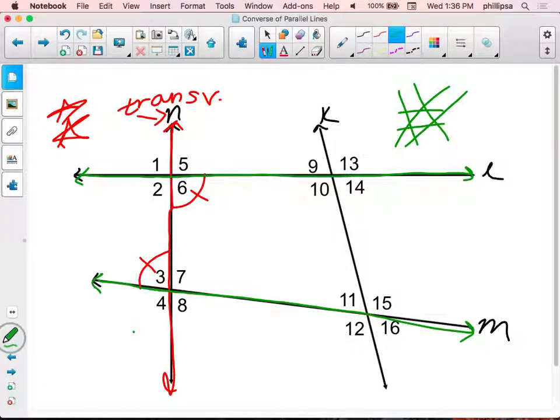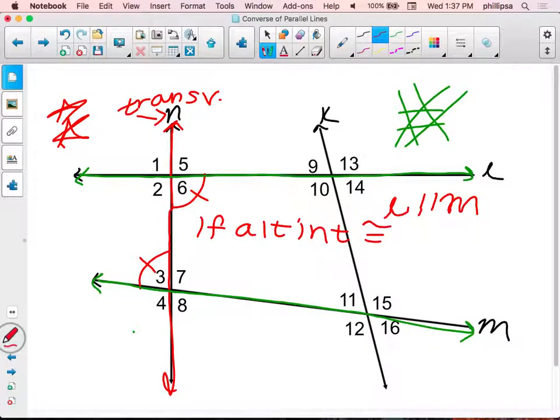Now take a look at the angle pair. What angle pair is it? They're alternate interiors. What relationship are you looking for with parallel lines and alternate interior angles? Congruent. Are they congruent? They are. So are your lines parallel? Yes. So we're going to say that L is parallel to M. Those are your parallels. And your reason is because if alternate interior angles are congruent, then L has to be parallel to M.